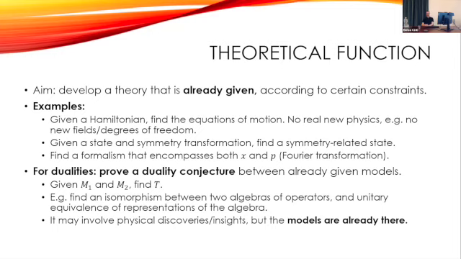Or given a state and a symmetry transformation, find a symmetry-related state. Now, these are problems that can be hard mathematically, but they are mathematical problems. They are not per se physical problems. Also, find a formalism that encompasses both x and p, for example. So find a Fourier transformation. So for dualities, that would be the idea of proving a duality conjecture between already given models.